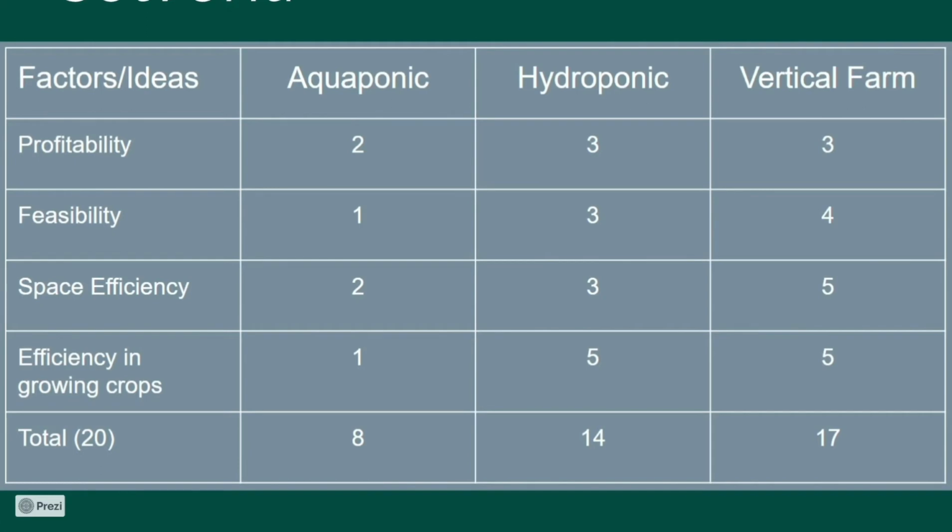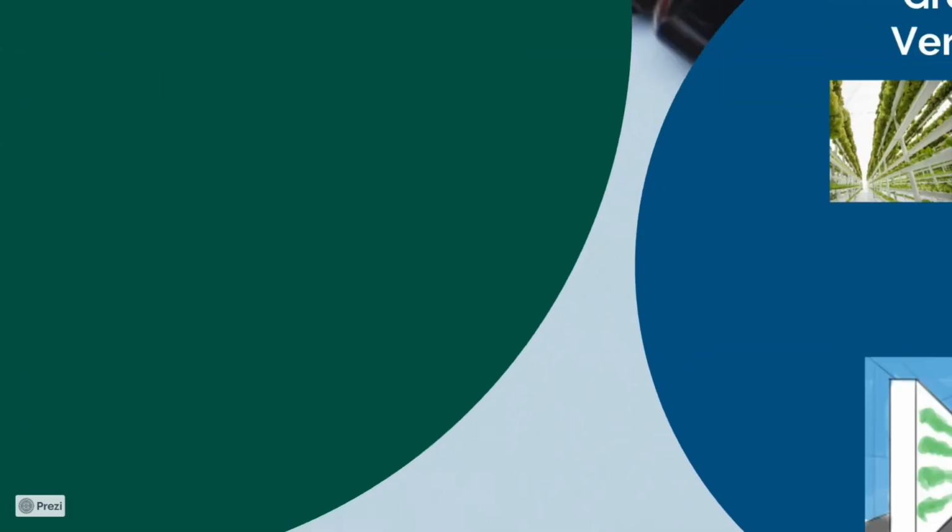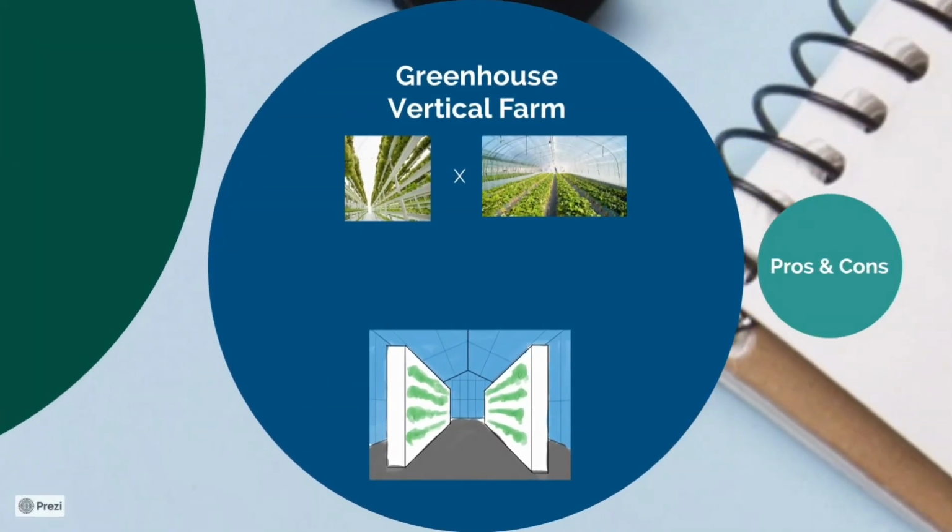To do this, we factored them by their profitability, feasibility, space efficiency, and efficiency in growing crops. We scored the different methods from 1 to 5, 1 being the worst and 5 being the best. We then got an overall score of 17 for vertical farms and used vertical farms as a basis for our ideation. We continue to develop our idea by combining vertical farms with the greenhouse.